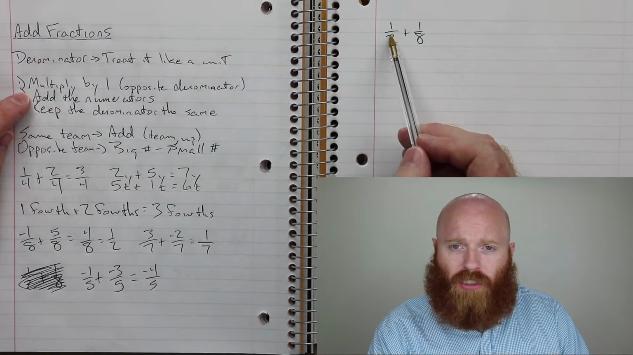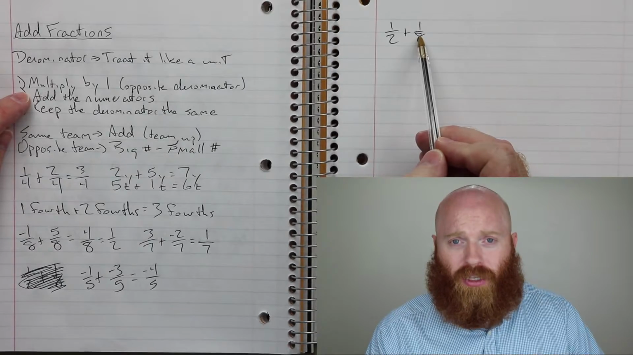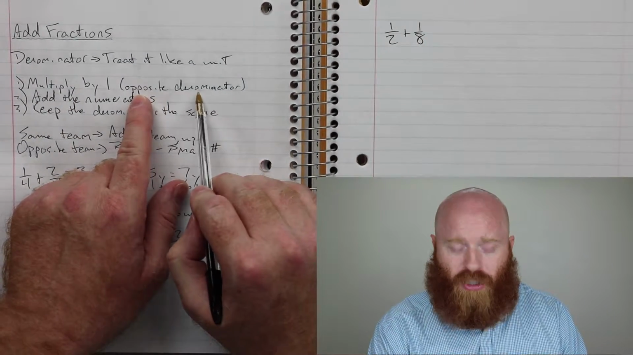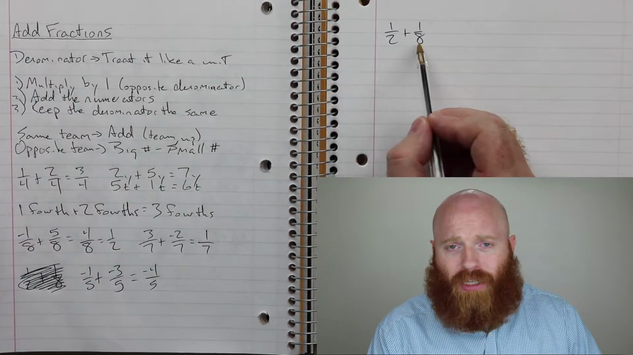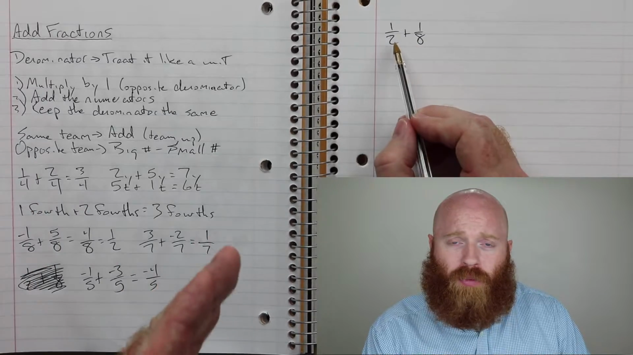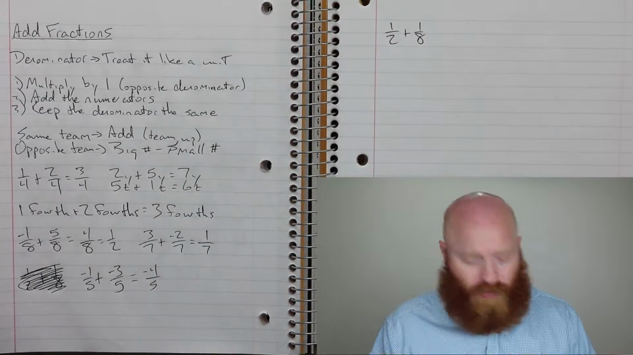I'm going to multiply this fraction by 1, and I'm going to multiply this fraction by 1, by choosing the opposite denominator. So what I'm going to do is take a peek. This denominator is going to take a peek at this denominator. This denominator is going to take a peek at this denominator. So let me write that step down.